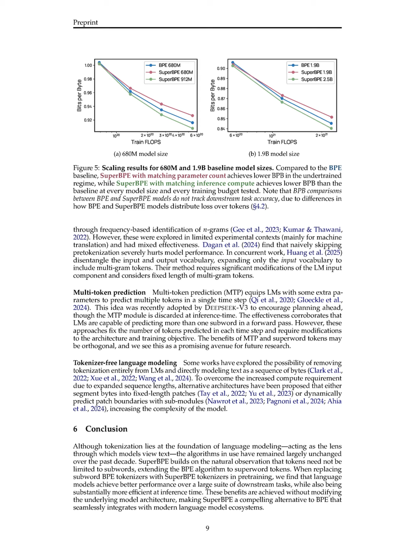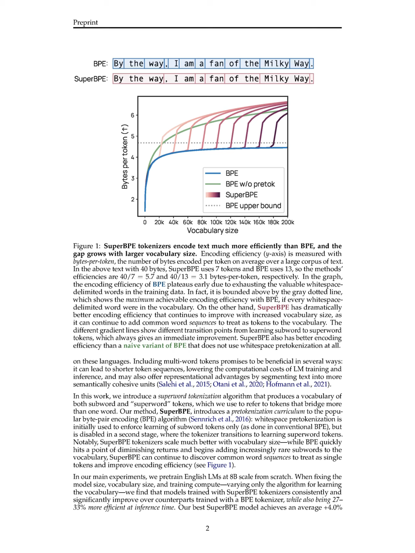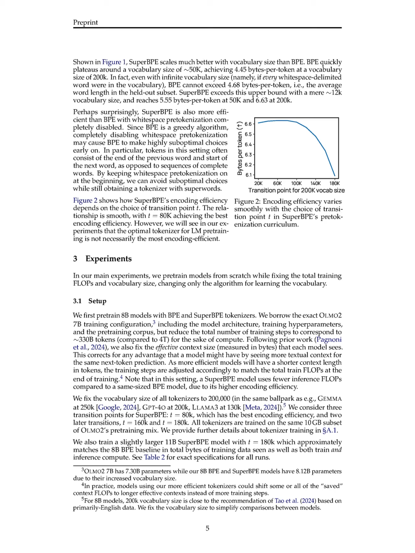The SuperBPE tokenization algorithm offers several theoretical and practical benefits over traditional BPE tokenization. Firstly, SuperBPE enhances encoding efficiency by producing shorter token sequences, which leads to a significant reduction in bytes per token. It achieves better performance with a smaller vocabulary size compared to BPE, reaching 5.5 bytes per token at 50K vocabulary size, while BPE plateaus around 4.5 bytes per token at 200K.